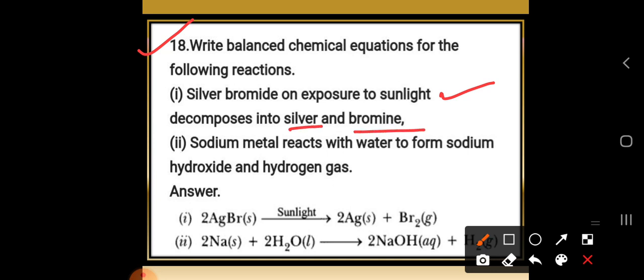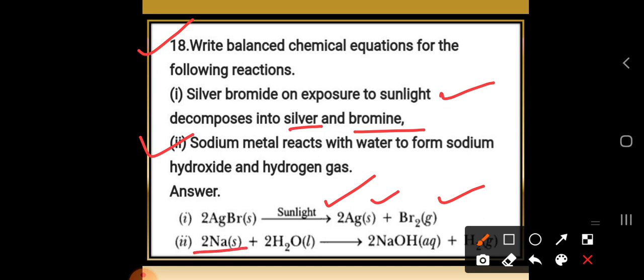So first example, already we have discussed how AgBr can be decomposed by sunlight. So what are the products we are going to form here? That is Ag and Br2. So this is one example of thermal light decomposition.